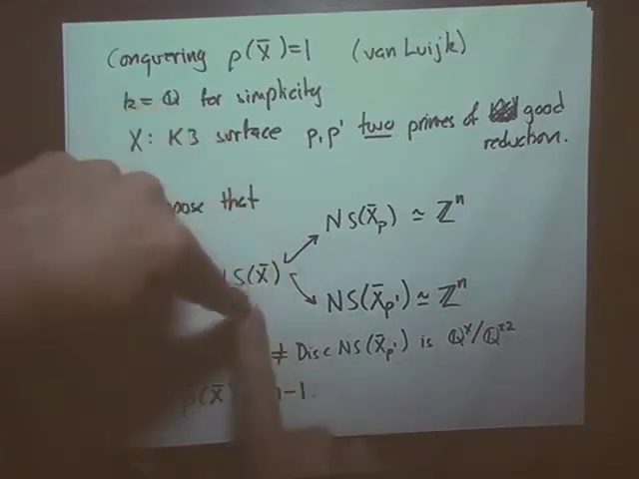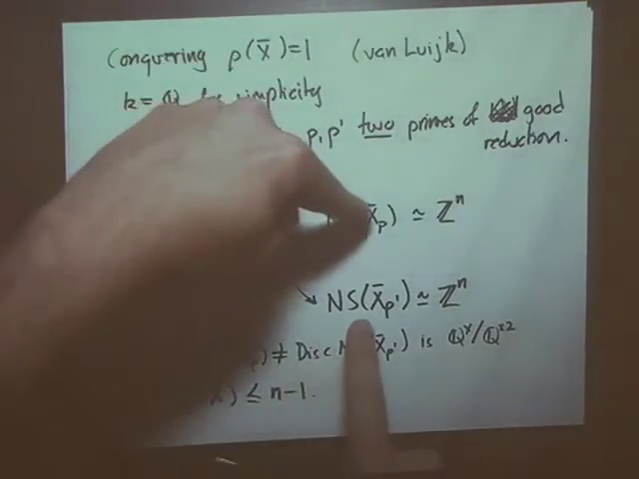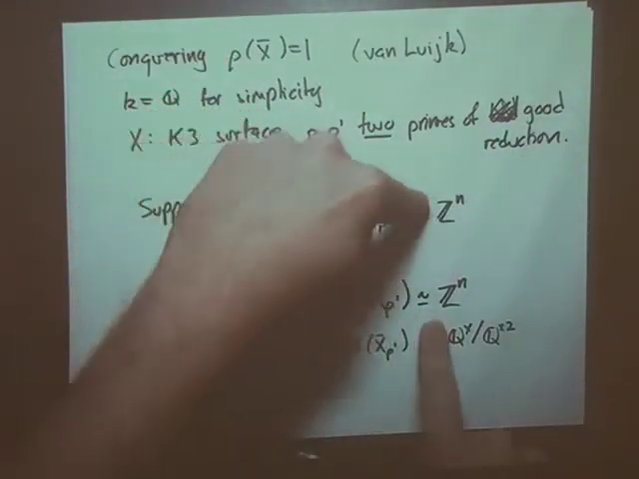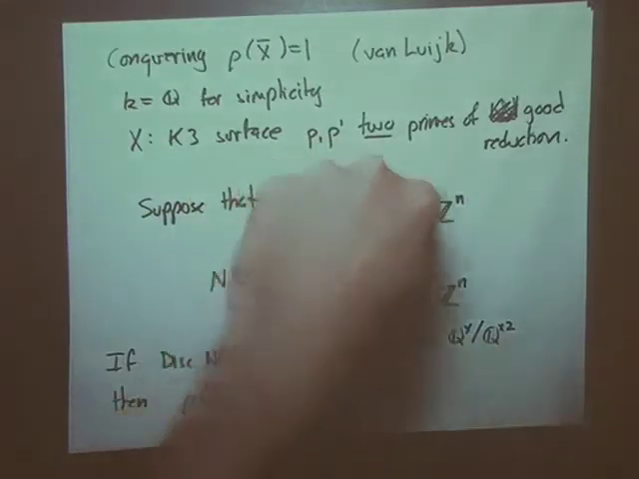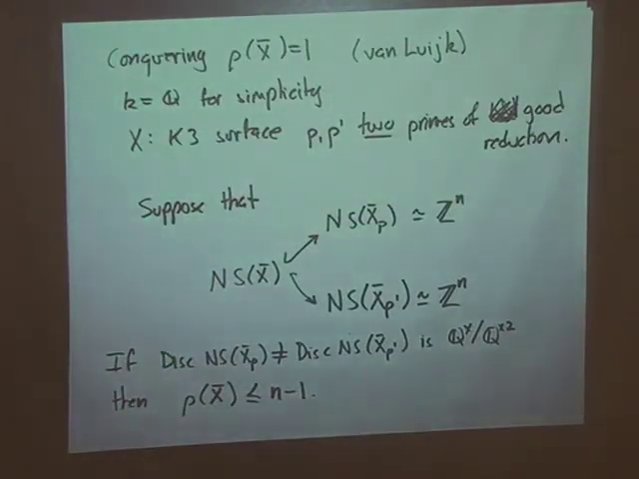Okay, so you find two primes of good reduction where you can prove that the Picard rank is 2, like this one, okay? And then you compute the discriminants, and if they're incompatible, then we could not have had Picard rank 2, we must have Picard rank 1. Now, why does this work?